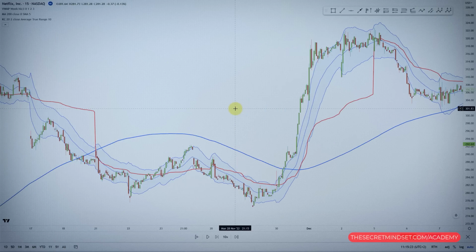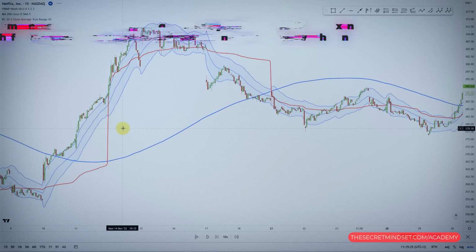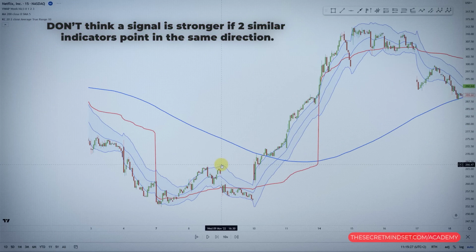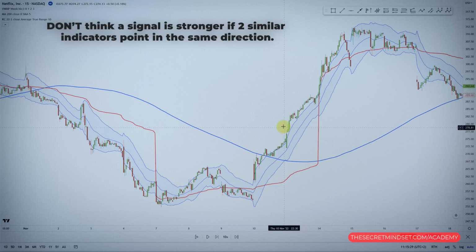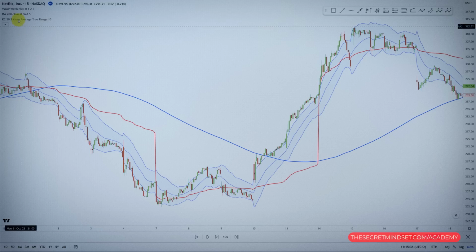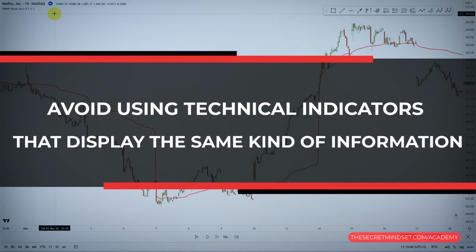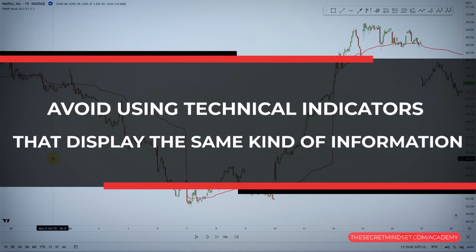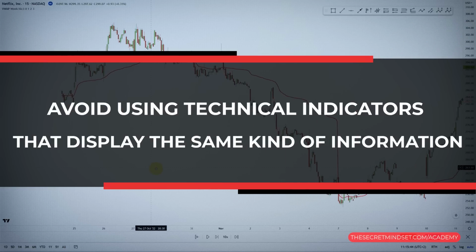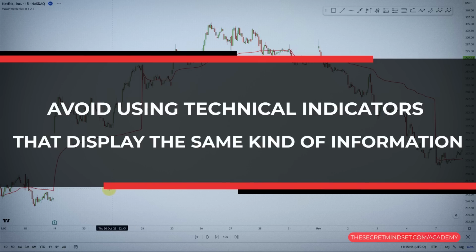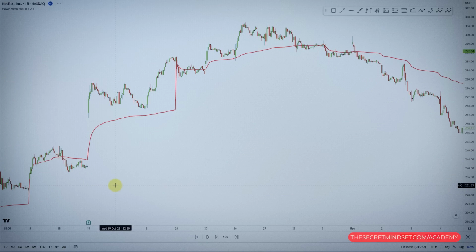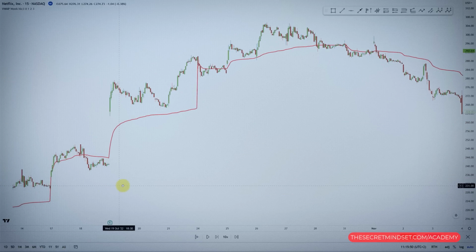The problem with using unfitting technical indicators is that you might actually think that trade signals are stronger if all indicators point in the same direction, and this is completely wrong. The solution is simple. Avoid using technical indicators that display the same kind of information. The best strategy with multiple indicators combines tools that show a different type of information.